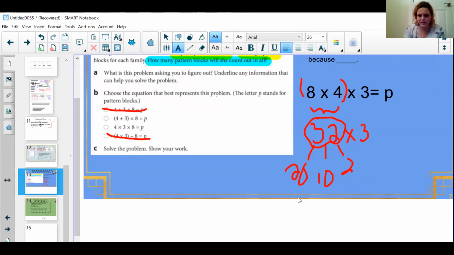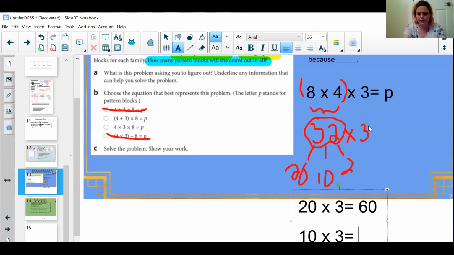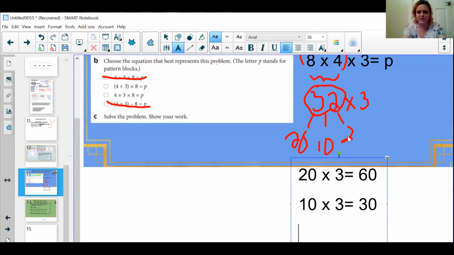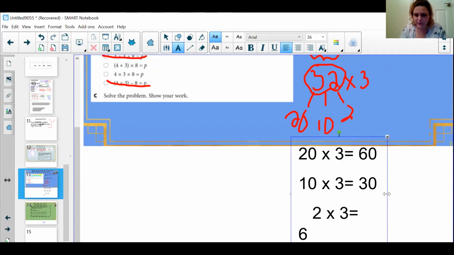I'm going to type this because it might be a little bit easier for me to type. So I know 20 times 3, 20, 40, 60. 20 times 3 gives me 60. Now 10 times 3, that gives me 30. And then I have one more factor to multiply. I have 2 times 3, and that gives me 6. So let's look. I'm going to add my products together. 60 plus 30 plus 6. That would give us 96. So our product equals 96.